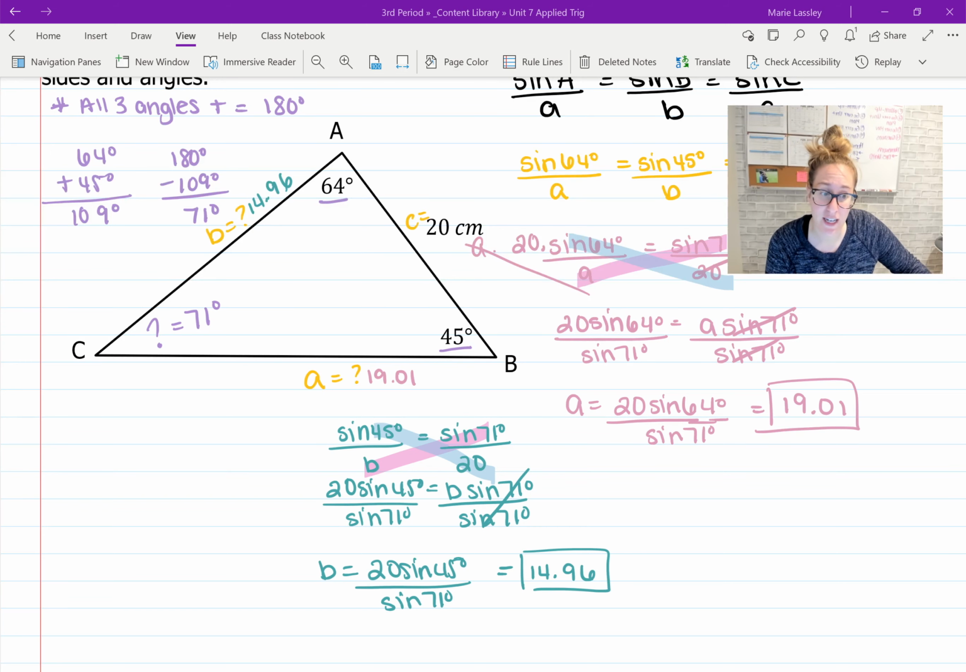That is the law of sines. I hope that was helpful. And now I guess you can start on your classwork.